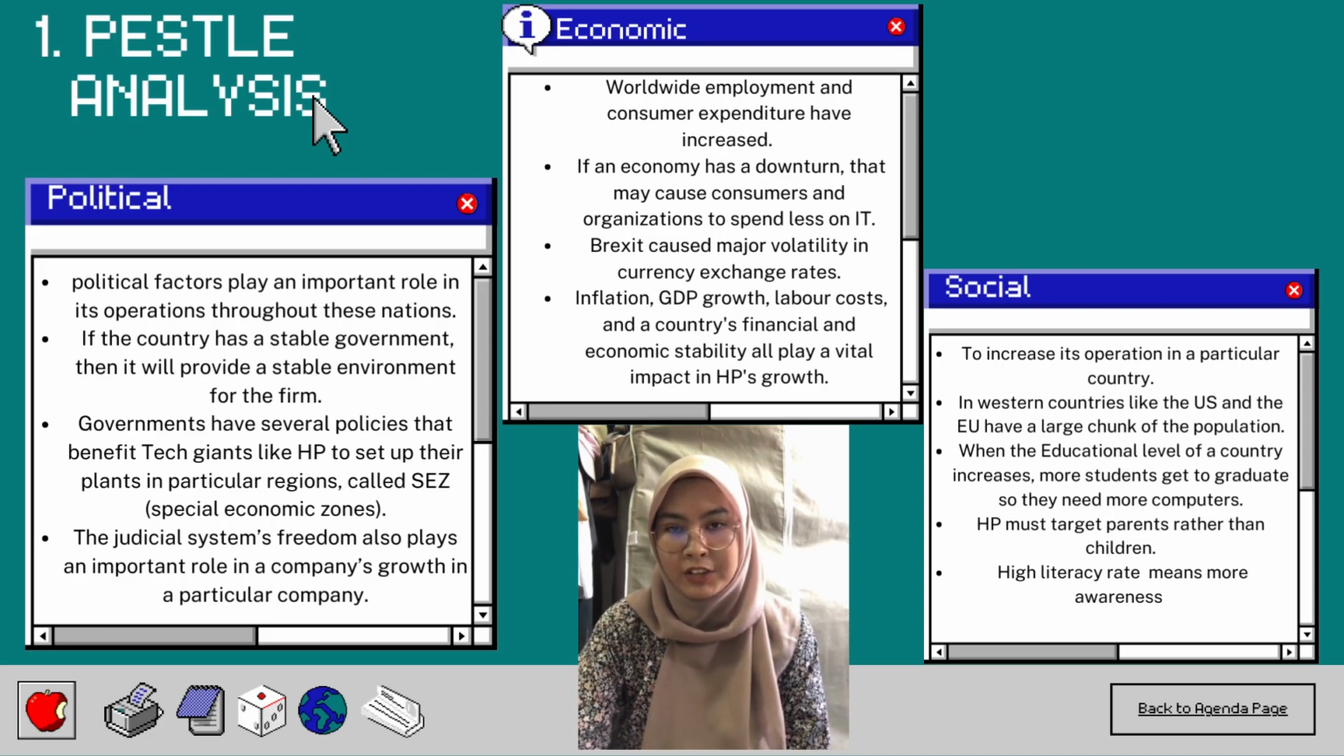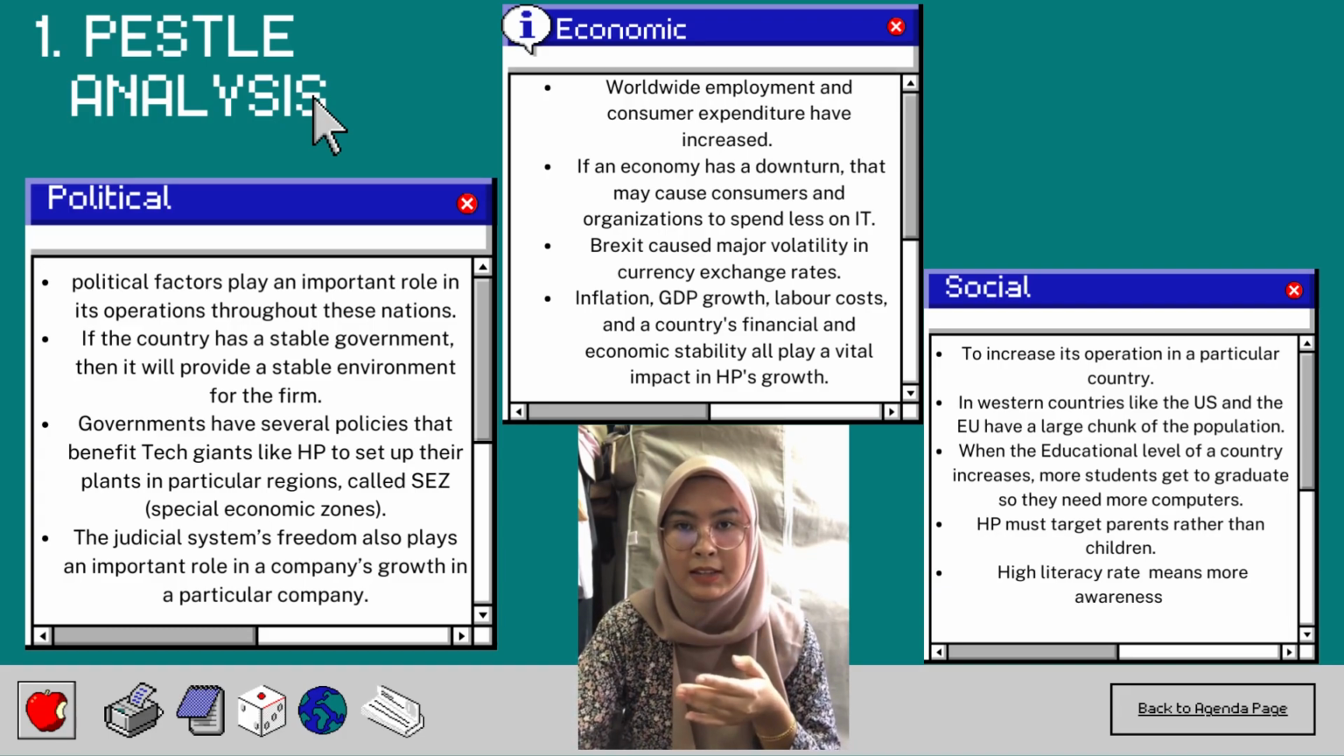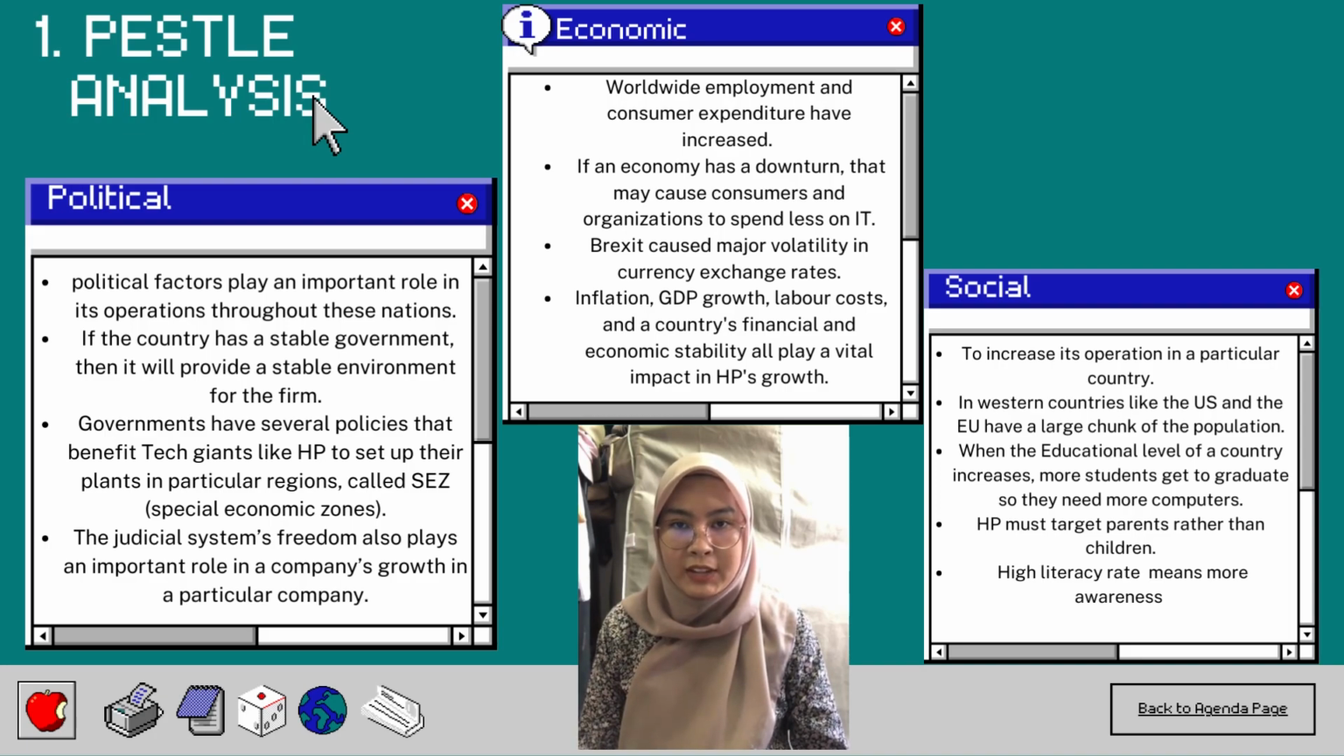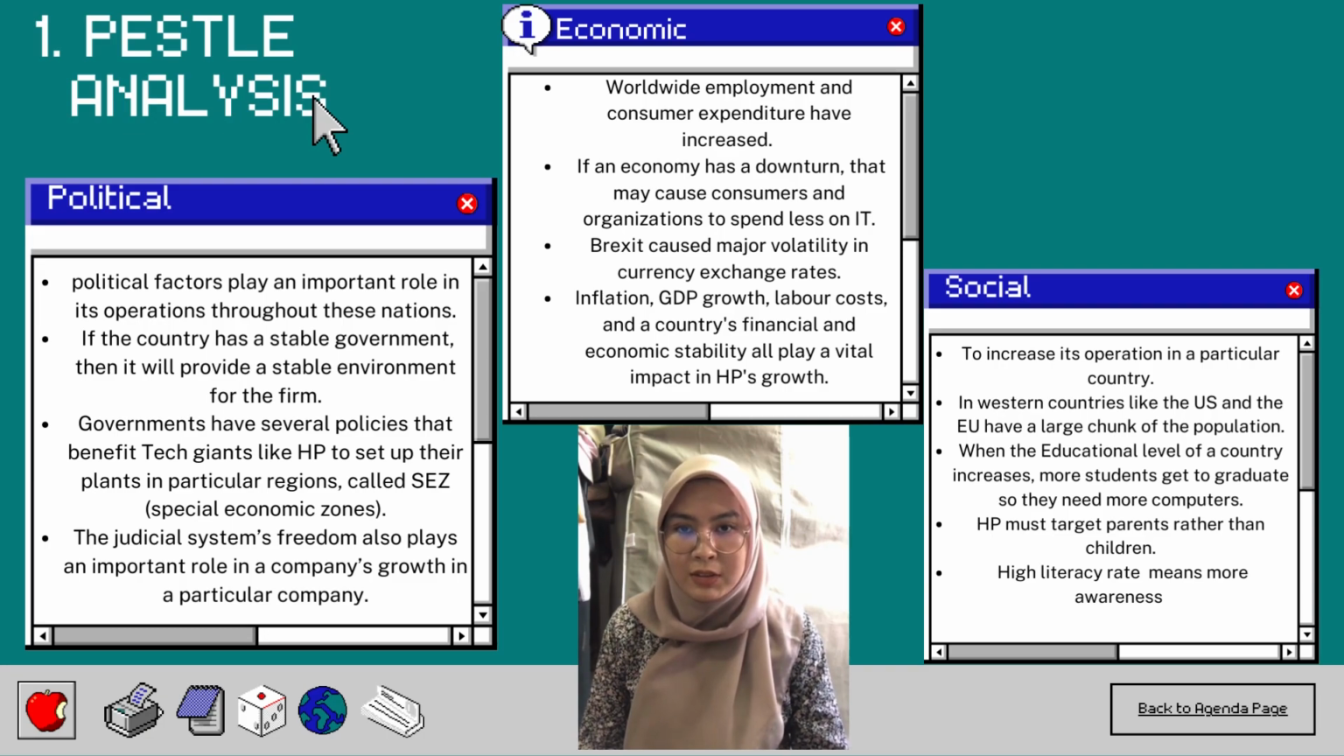Before entering a country, HP must first analyze its economic environment. Inflation, GDP growth, labor costs, and the country's financial and economic stability all have a visible impact on HP's growth. Labor costs are important in countries such as India and China, where they are significantly lower than in Western countries. HP may not only increase revenue, but also export items from these countries to the West.